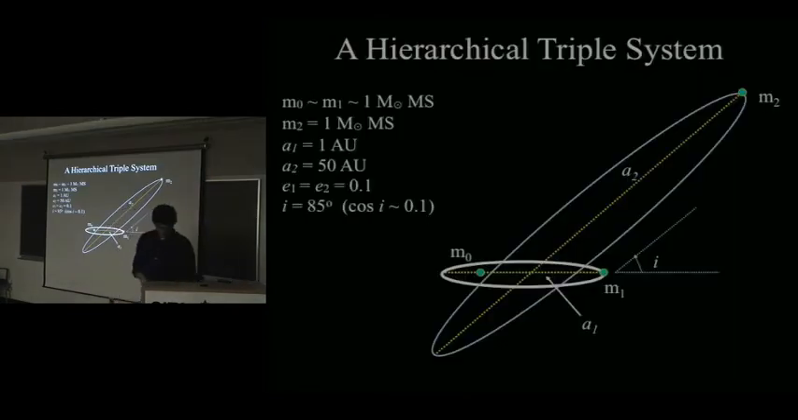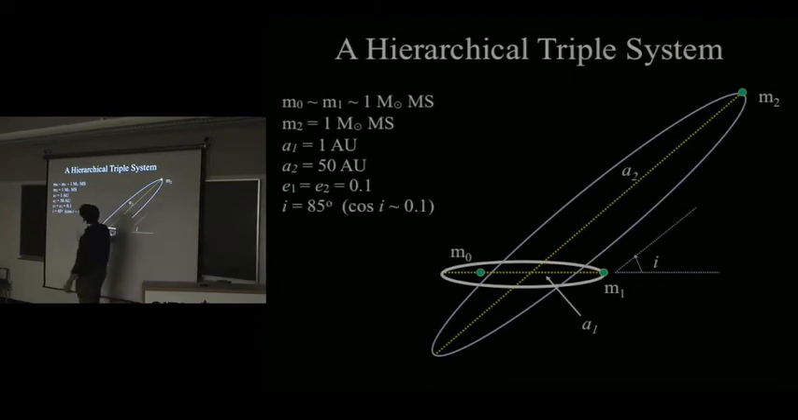Here's a hierarchical triple system, just sketched. I'm going to say this a few times, so I thought I'd just put up a sketch. M0 and M1, these are the two inner binary components. They might be of 1 solar mass or 10 solar masses or something. The outer tertiary is 1 solar mass. The inner separation might be an AU, the outer separation 50 AU. The eccentricities here, I've just put, I don't know, 0.1. And the mutual inclination is key, is 85 degrees. Those are the basic parameters that determine the dynamics of the problem.